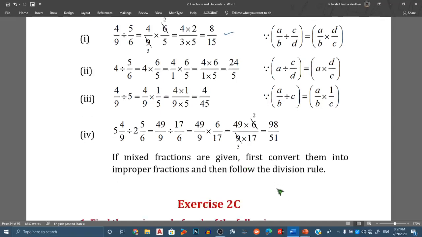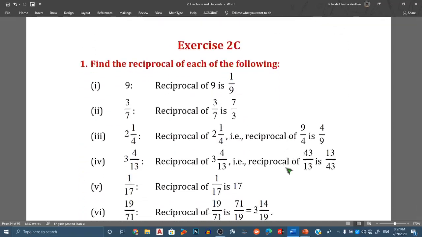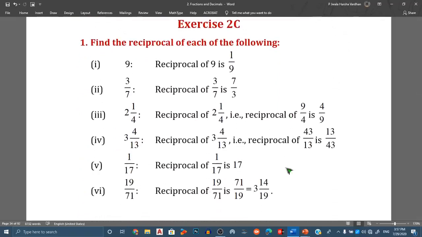Okay, if mixed fractions are given, first convert them into improper fractions and then follow the division rule. Okay, next exercise 2c. This is as per your textbook. So now find the reciprocal of each of the following.